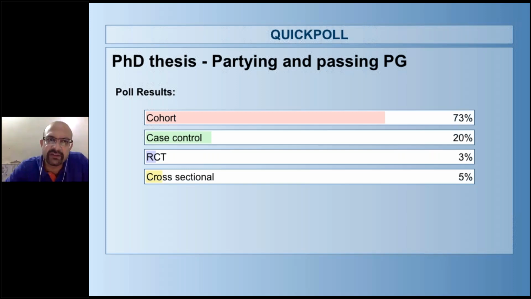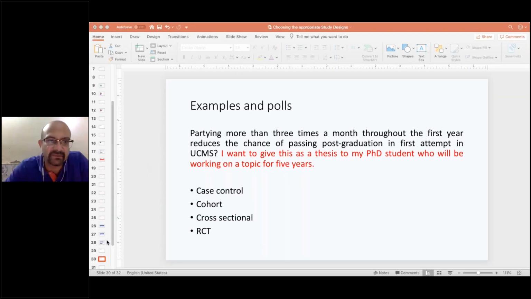RCT is not a good way to do it, because मैं force नहीं कर सकता किसी को कि आप 3 बार पार्टी करो या आप 4 बार पार्टी करो. So it has to be more of an observational design in which I do not interfere and I just see how many were partying and does partying has got any association with the outcome in the exams.